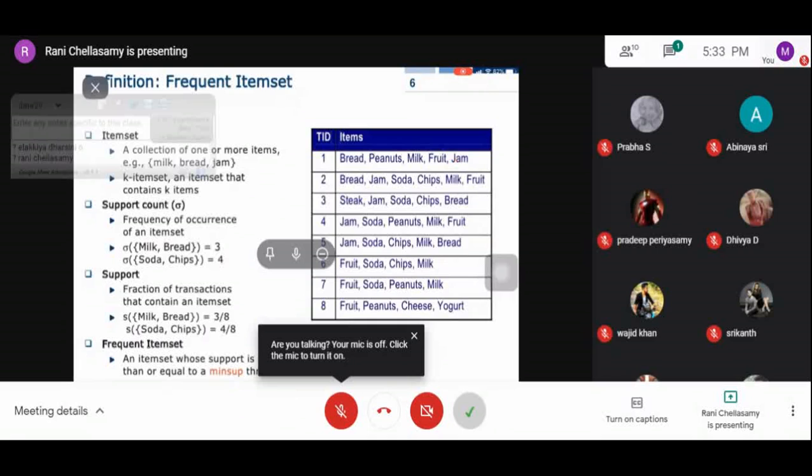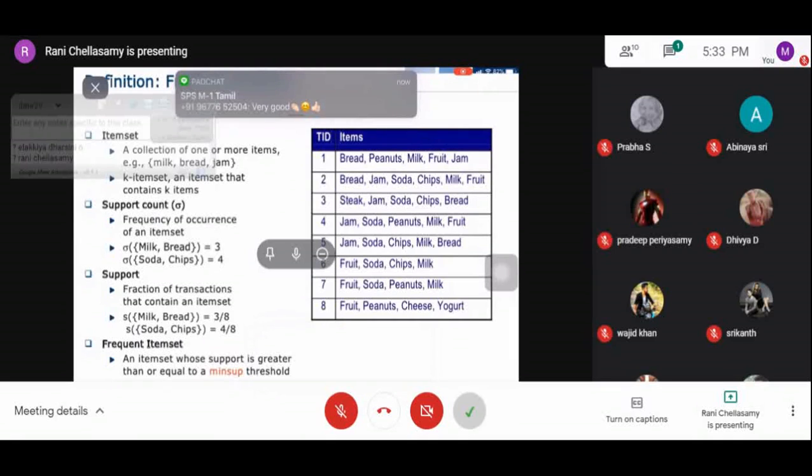A K item set means an item set that contains K number of items. For example, a 2 item set will contain 2 items. How do you calculate the support count? It is represented by sigma. The support count means the frequency of occurrence of an item set, that is, how frequently the item set occurred.